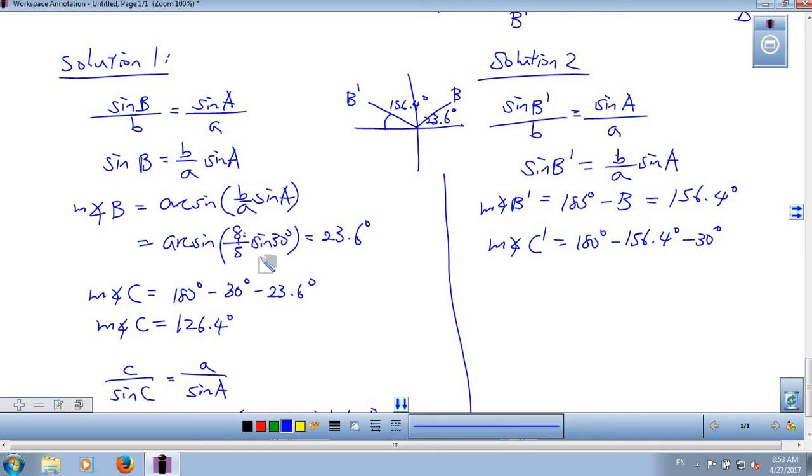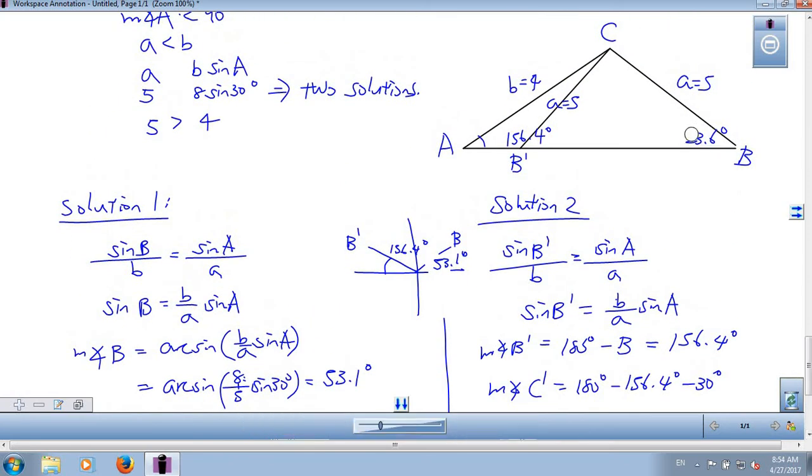Alright, ladies and gentlemen, I'm sorry. This should be 8 over 5. Okay, so let's correct that mistake. 8 over 5 times sine of 30 degrees. Alright, and then do the arc sine here. So that would be 53. So actually, angle B is 53.1 degrees. I apologize. Angle B is 53.1 degrees.